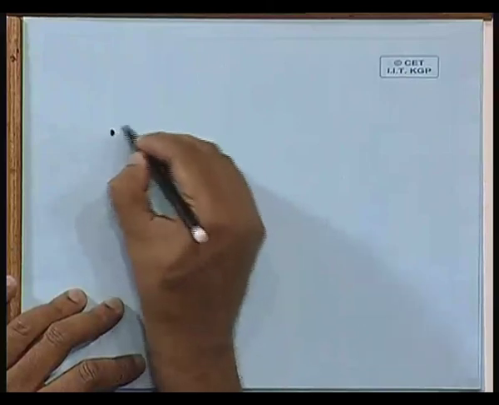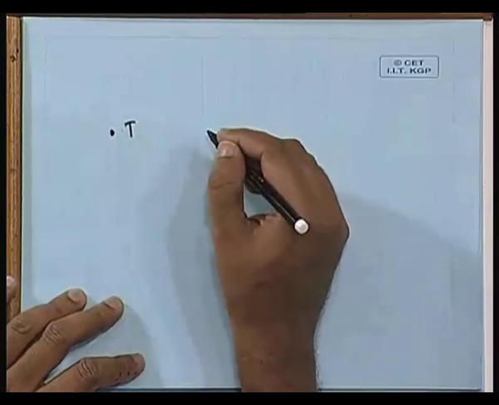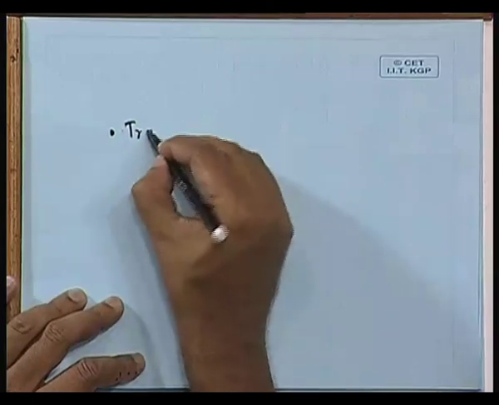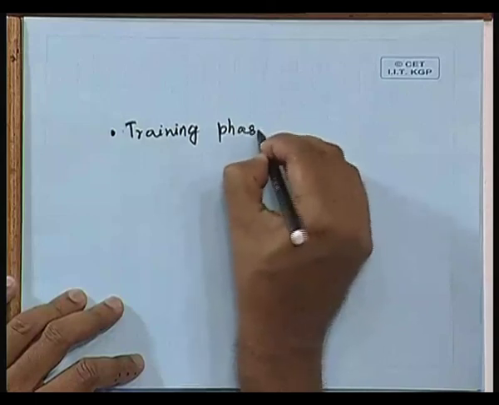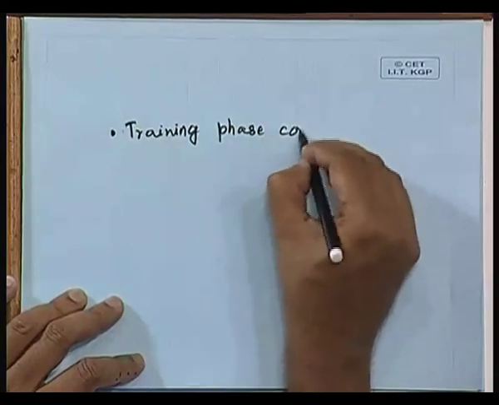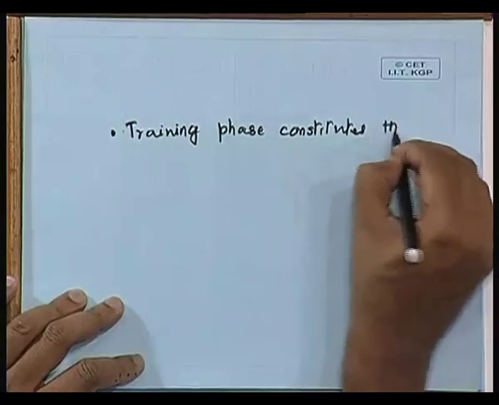So, now this interpolation, so about this gamma we can say two things, that the training phase constitutes the optimization of the fitting procedure. So, there is a training phase which constitutes the optimization of the fitting procedure.